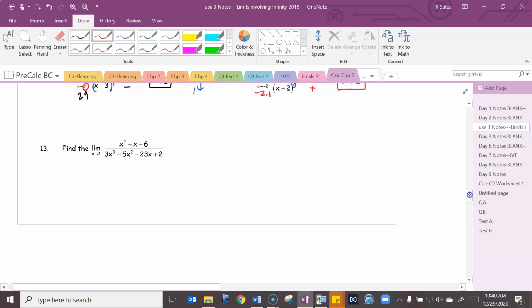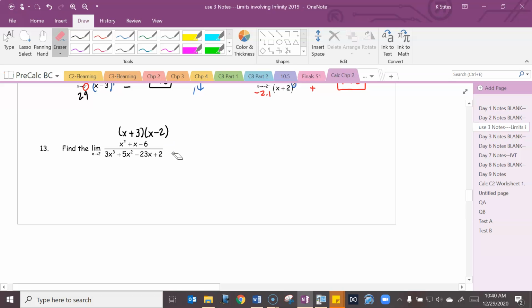All right, our last one, find the limit as x approaches 2 of this. Okay, so one thing that would be good to do is to factor. We can definitely factor the top. So it's going to be x minus 3, x plus 3, and x minus 2. The bottom doesn't look like it's too easy to factor right now.